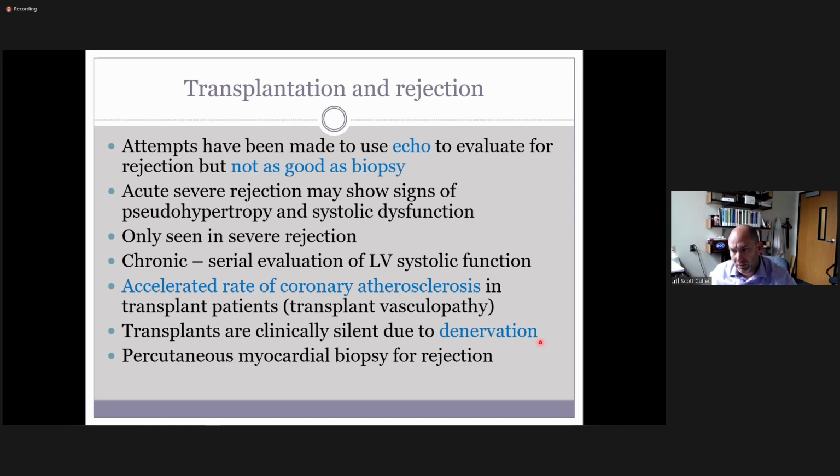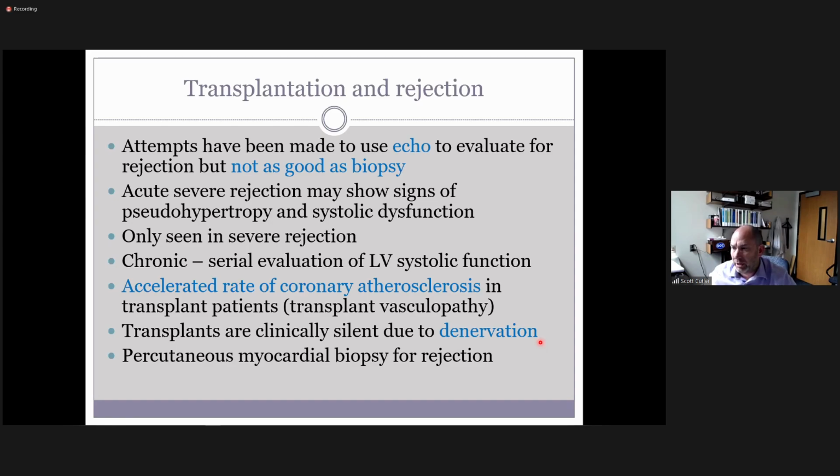So that's only seen in severe cases of rejection, where the muscle becomes significantly inflamed, with hypertrophy or pseudohypertrophy. In chronic cases, they might have serial evaluation of LV systolic function. Every time they come in to see us, we're going to look at the systolic function and also the diastolic function. Don't be surprised if you're using strain imaging as one application for looking at rejection. I think that's a very reasonable use of that technology.